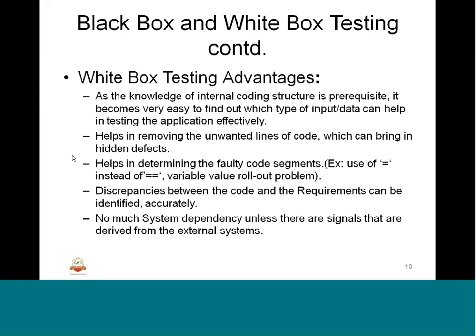Helps in determining the faulty code segments. That means, as I said, when we examine the statements in the white box system, suppose the user has implemented something wrongly, for example instead of single equal to, he has used double equal to, the meaning is entirely different. Whereas the first one is for assignment, the second one is for comparison. So the purpose of that line varies, and the fault already exists. That is how white box testing will bring out all this faulty code which is implemented.